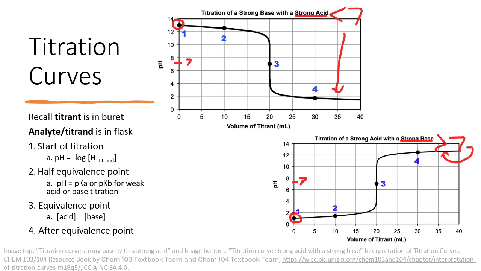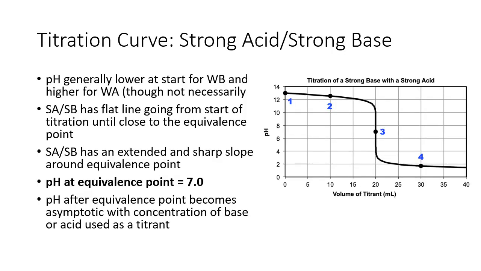Note that the pH of the strong base starts high and goes low, and the pH of the strong acid titration starts low and goes high. And for both cases, at the equivalence point, the pH is 7 for a strong acid, strong base. So let's take a look at some important features on a strong acid, strong base titration curve that will help you to visually identify it if you have that type of titration versus a weak acid, strong base.